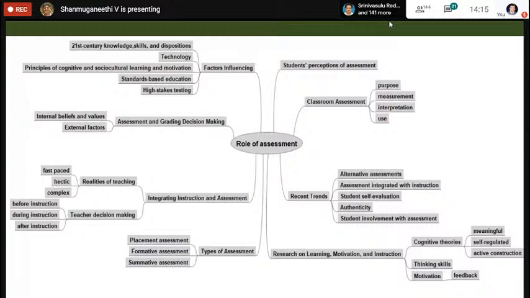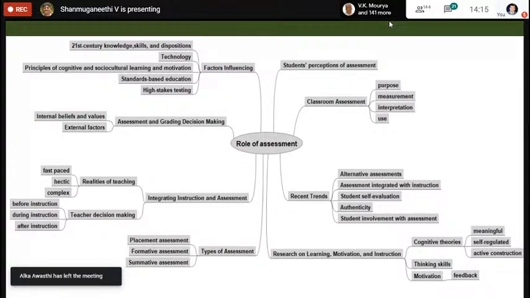Then there are the components of assessment, like purpose, measurement, interpretation, and use. Then there are different types of assessment, such as placement, whether when you enter the class, during the class, at the end of the class, or at the end of the semester, and the role each type plays. So all these components are very important.